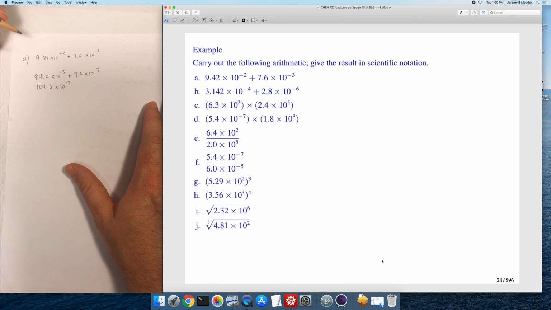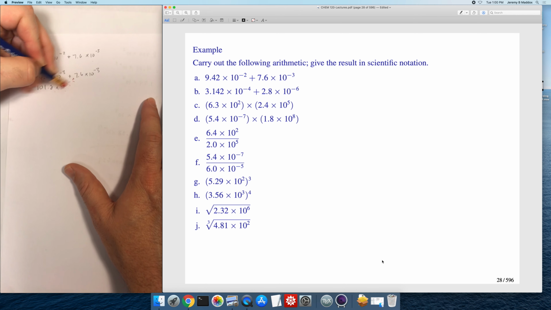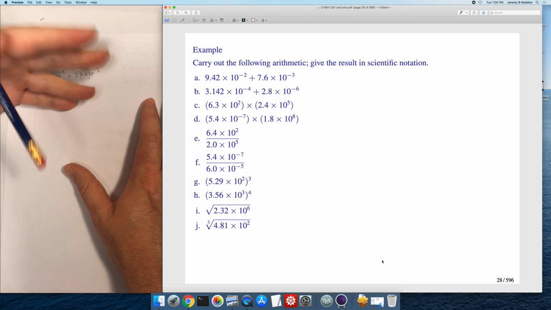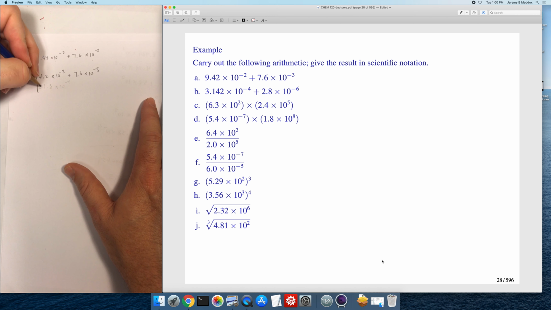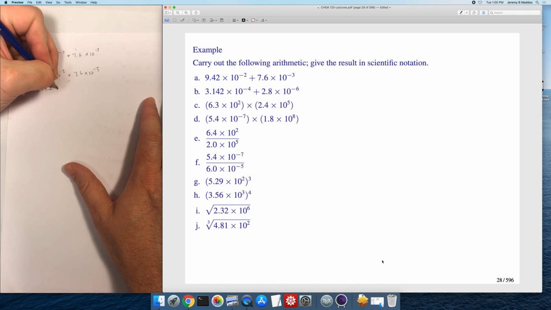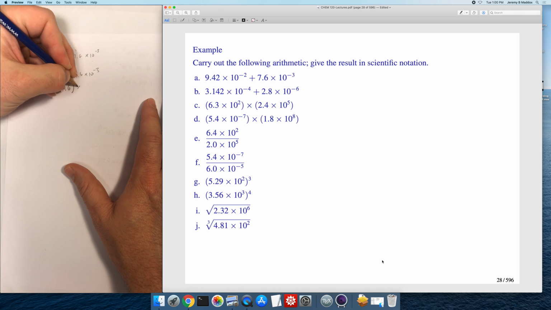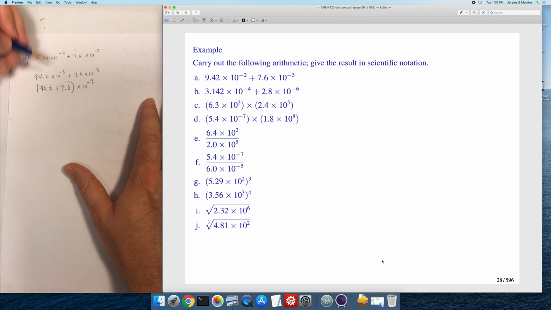I guess I sort of skipped a step, so let me show you what I just did there explicitly. I factored out the 10 to the minus 3. Both numbers have 10 to the minus 3, so I factored them out. Then I can add these two numbers together.